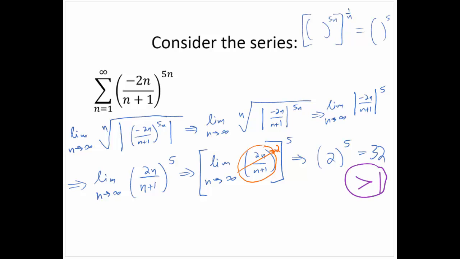So, by the root test, sigma n equals 1 to infinity of negative 2n over n plus 1 to the 5nth power diverges. All right, that concludes the presentation for this section.